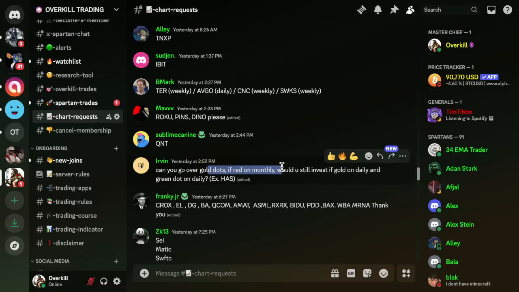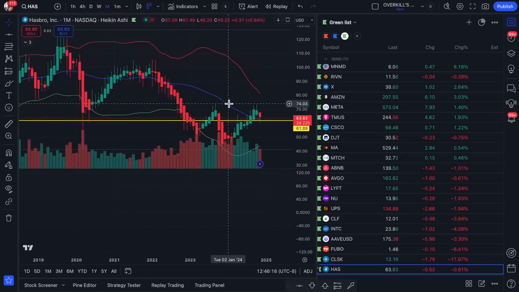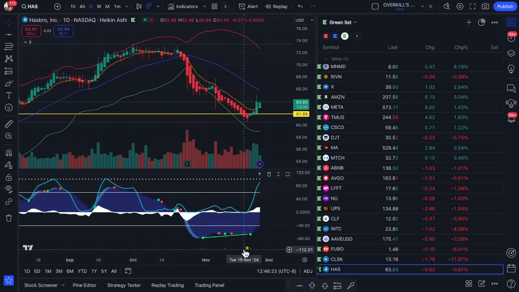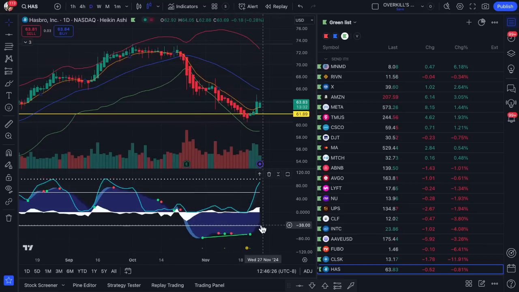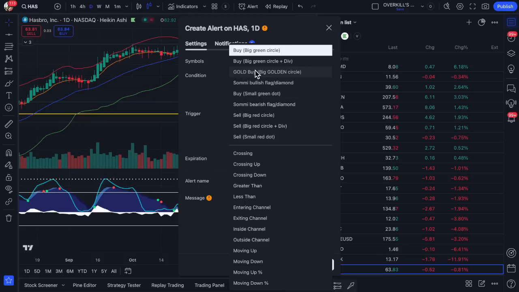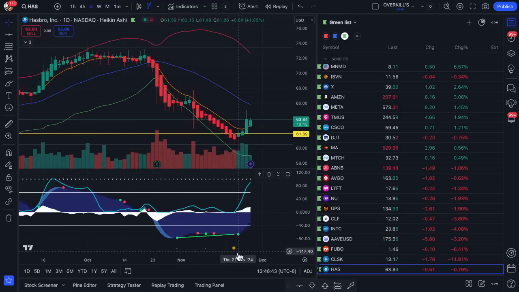Can you go over the gold dots? If red on the monthly, would you invest on a gold dot on the daily? If a green dot exists on the daily, for example, HAS? Yes, in this case, I probably would. Because like I said, yes, we have a red candle, but there's no red dot yet. But we did get the golden dot. The golden dots are the most bullish indication on the indicator. And you guys can set those by right-clicking and then setting up gold buy alerts. They very, very rarely come. That's why I use the small green dots when I get alerted, because I will see all the dots when I set them for the small one. But that is a very, very bullish indication right there.